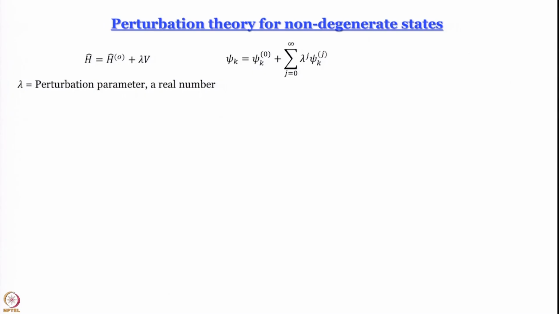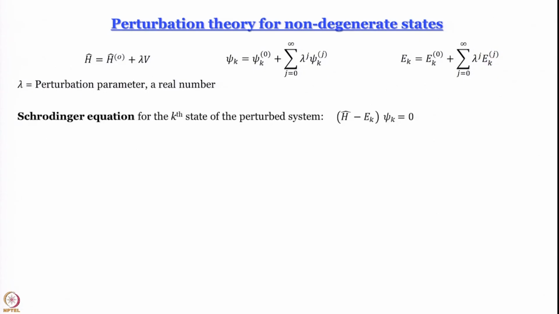So, this lambda gives us a module to handle the entire problem using one parameter. That is the good thing about it, and we will see how we can get nice systematic results by taking this approach. The expression for energy is very similar in form to the expression of the wave function. E k is equal to the unperturbed energy for the kth state plus the sum over lambda to the power j E k jth, alright. So, this is the formulation.